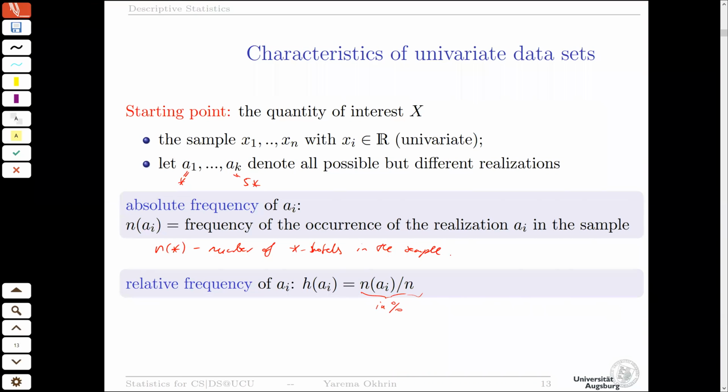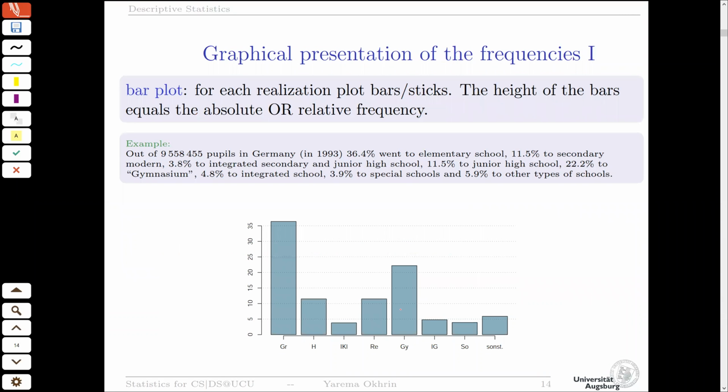What one typically does with those things, we build some kind of histograms. This is the simplest possible way to aggregate univariate data with a picture without going deep into the background of those things. So in Germany, there are different types of schools. This is the basic school or Hauptschule. This is their translation to English, which is kind of very artificial. Integrated school, junior high school, and so on and so forth.